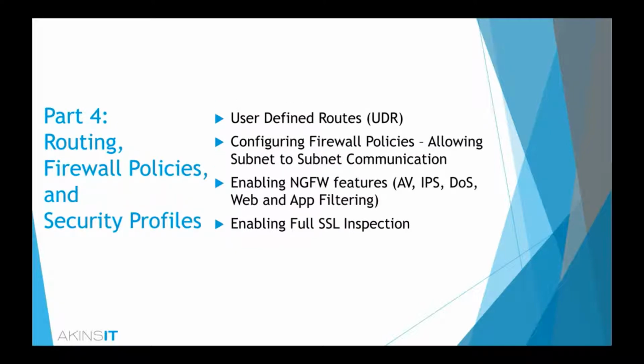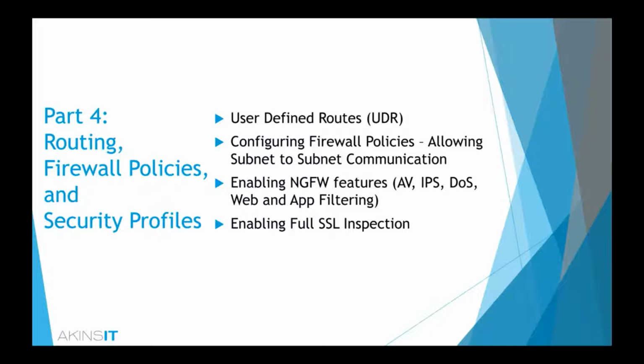So now to our last part. Part 4: routing, firewall policies, and security profiles. So here, we have our virtual FortiGate appliance. It's in the Azure environment, but no traffic is currently flowing through it. So my VMs right now pretty much don't know that the FortiGate exists. So in order to route traffic from the VMs into the FortiGate and through the FortiGate, I need to set some routes. In the Azure world, they're called user-defined routes.